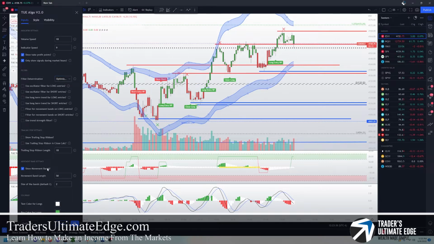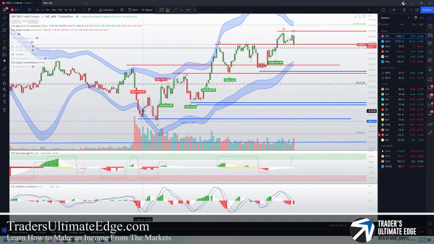Okay, keep on going here. Movement bands, I just discussed those. Those are areas where the markets are likely to bounce from. You see right here, it bounced up, tapped it here, bounced down, tapped it here, bounced down.